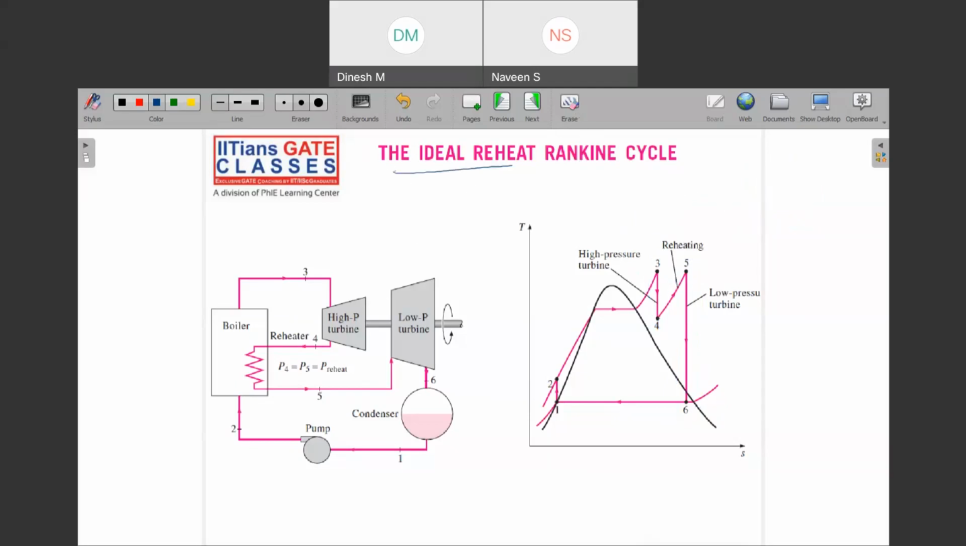But in general, let us say that if a question appears in the exam, then you can go with the answer that the efficiency increases on the basis that the mean temperature of heat addition is increased here. So if the mean temperature of heat addition is increased, then you can say that okay, the efficiency will somewhat get increased.